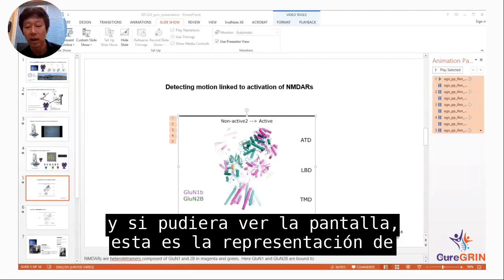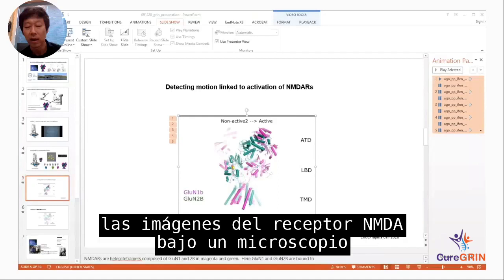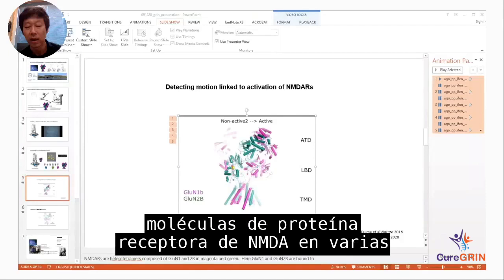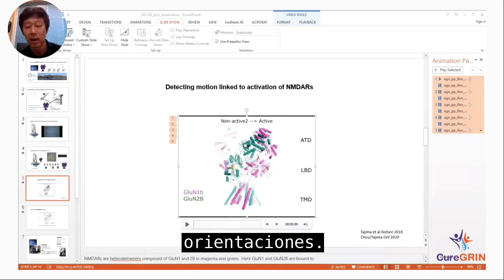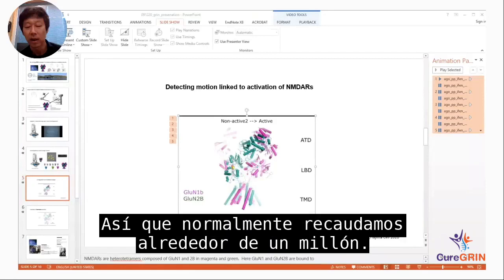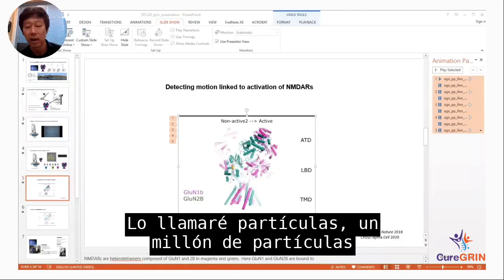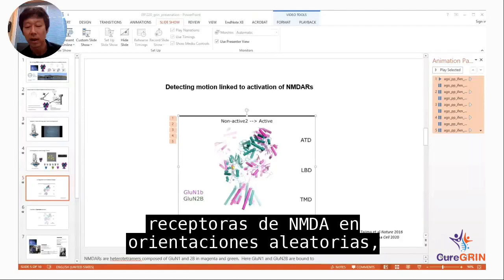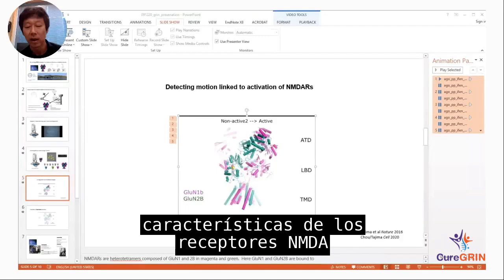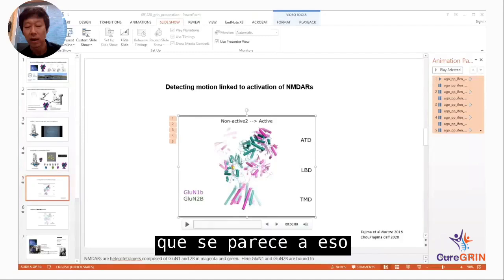And if you could see the screen, this is the representation of NMDA receptor images under a microscope. So you can see black dots. Those are NMDA receptor protein molecules in various orientations. So what we end up doing is to pick them up one by one. We typically collect about a million particles, a million NMDA receptor particles in random orientations, and average those, and you can start to see the features of NMDA receptors, which looks like that.